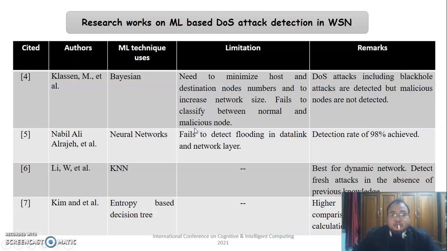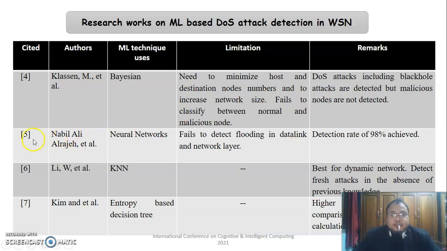So now moving on to the research work on machine learning based DoS attack detection in wireless sensor network. Firstly, we have author Klassen M et al. The machine learning technique that they use is Bayesian. The limitation of their proposed work is they need to minimize host and destination node number and to increase network size. It fails to classify between normal and malicious node. And the remarks: attacks including black hole attacks are detected, but malicious nodes are not detected.